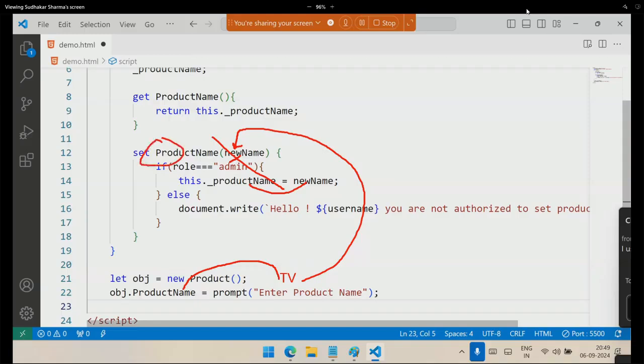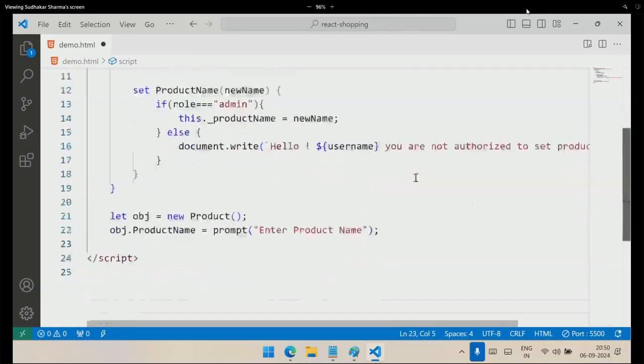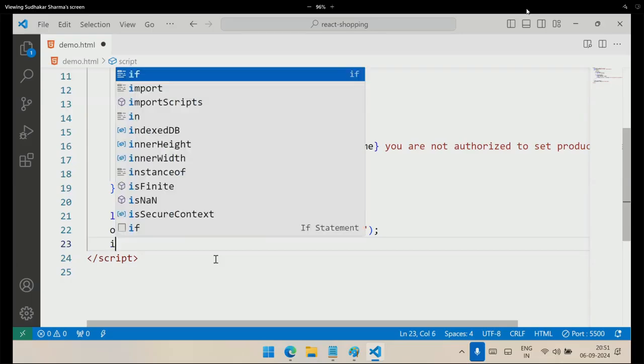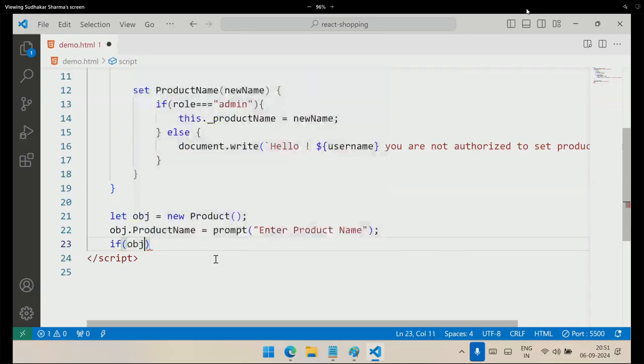Now, if it is unable to store, then what is present in product name? Undefined. Product name is undefined. If it is able to store, then it will have some name. If it is not storing anything, it is undefined. So we will write a condition. If obj.productName means if it is defined, then print it.